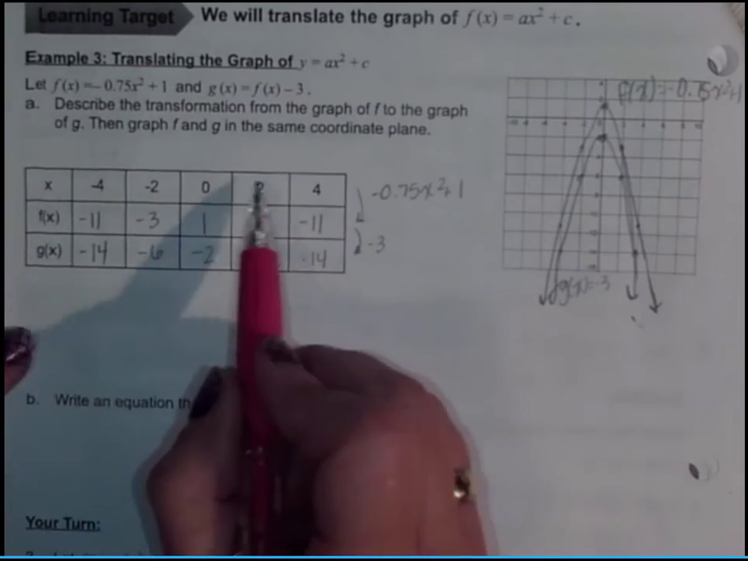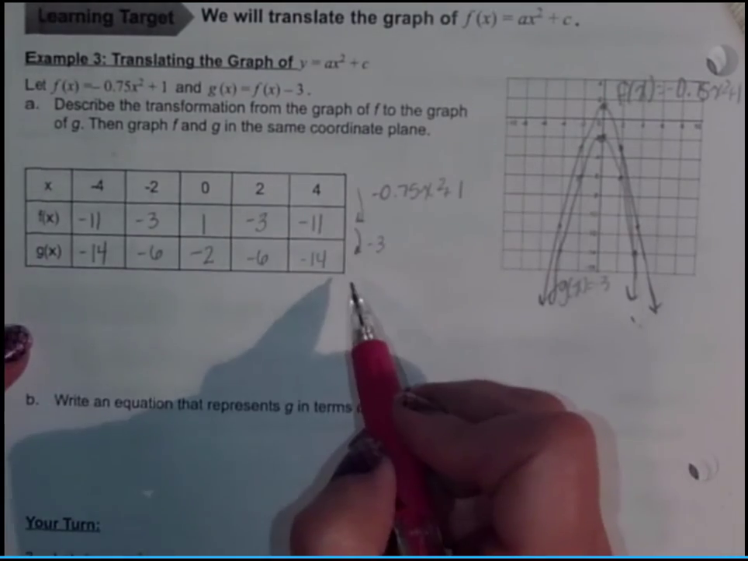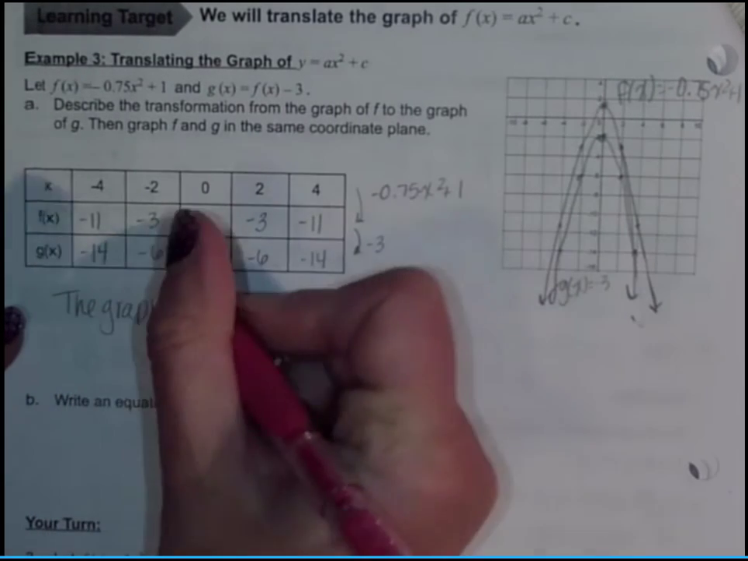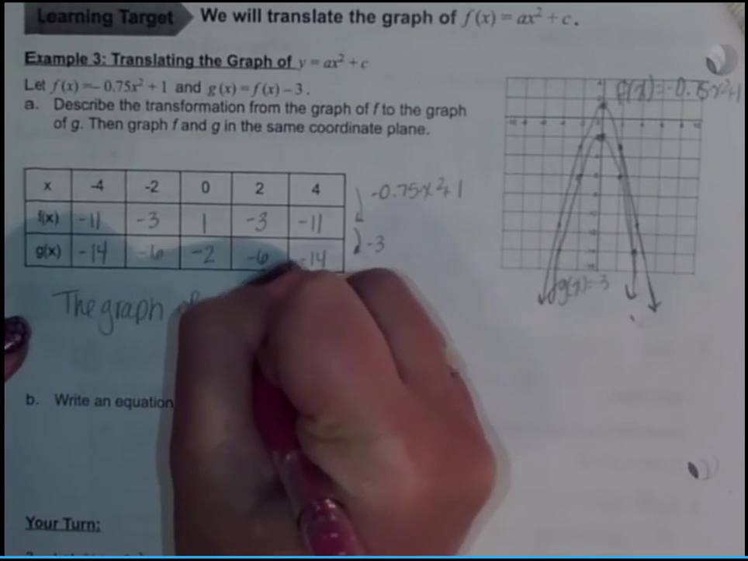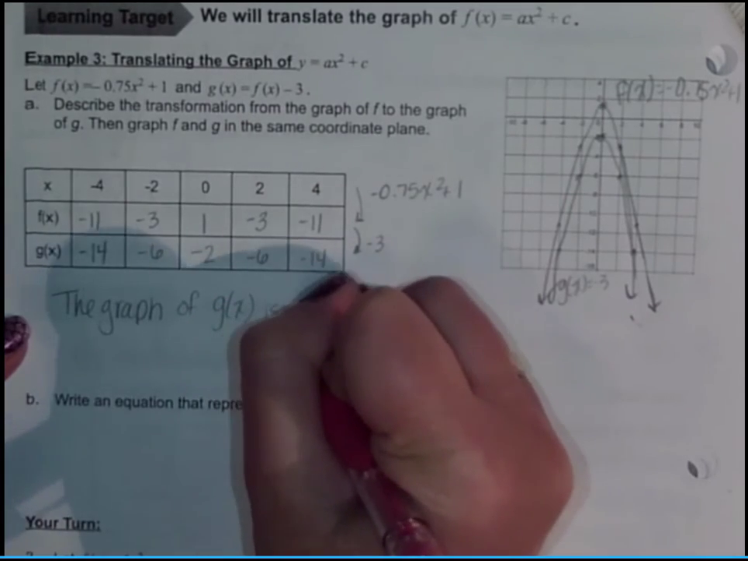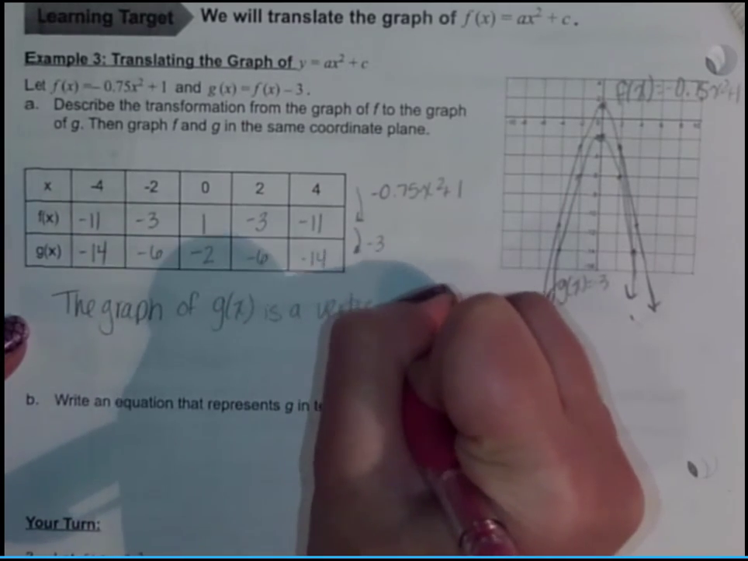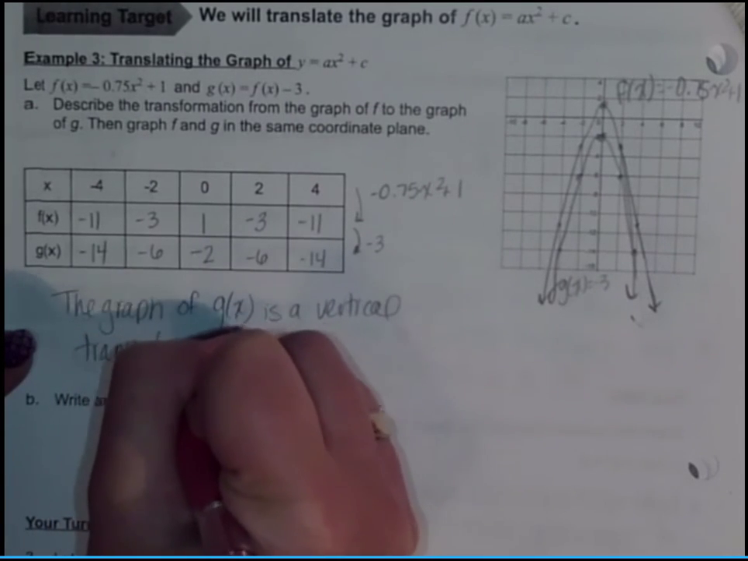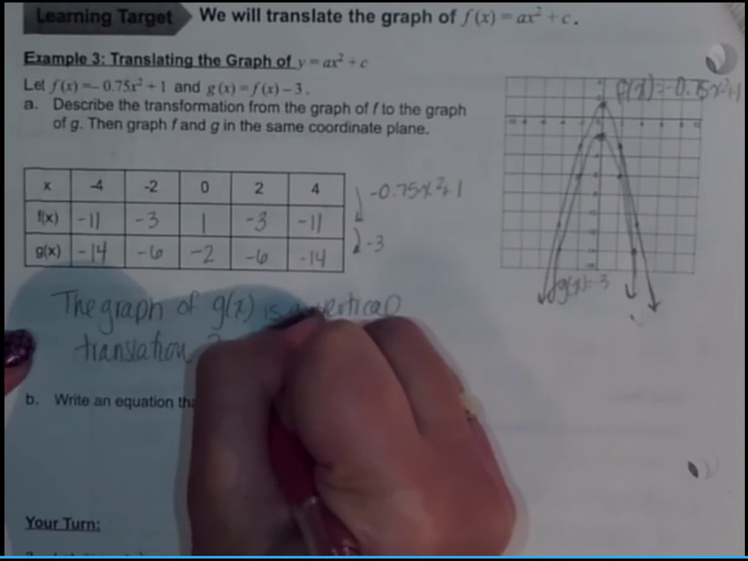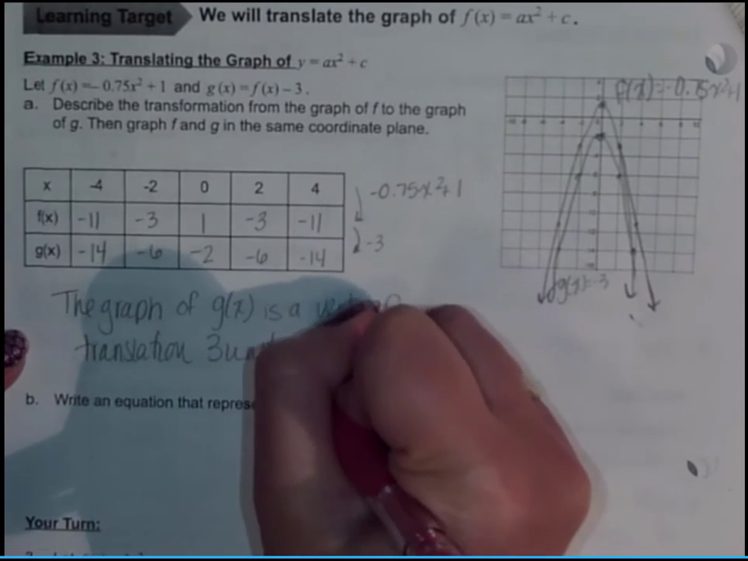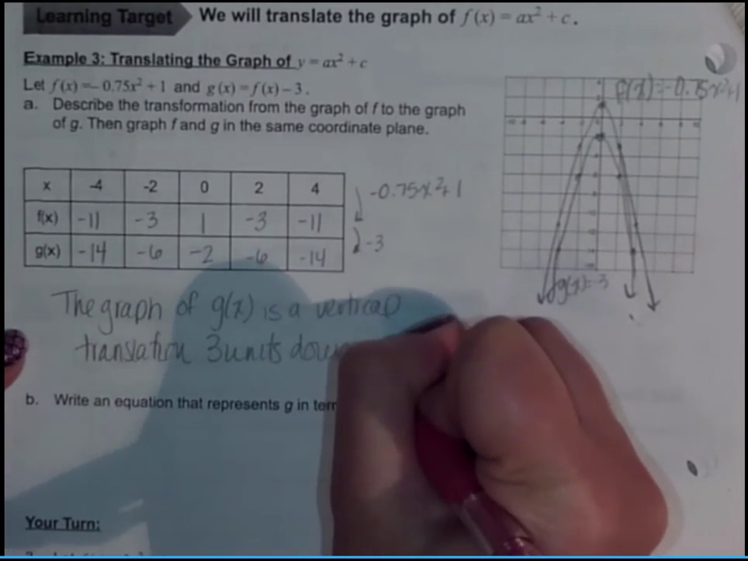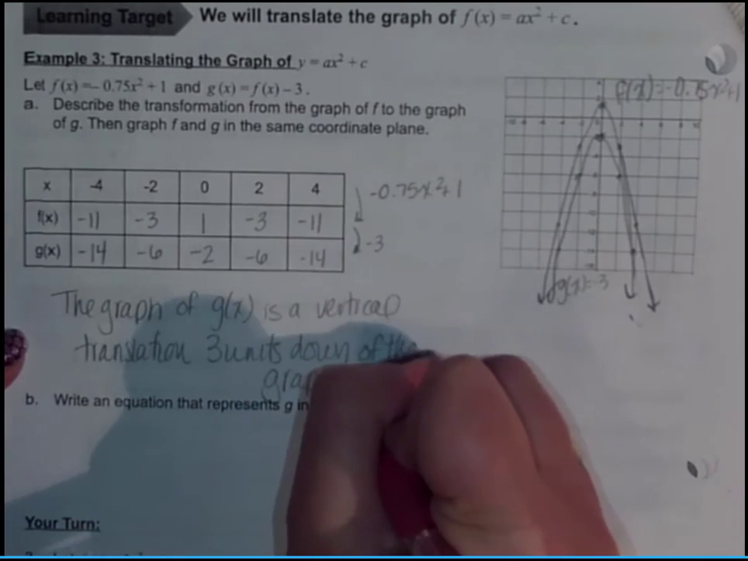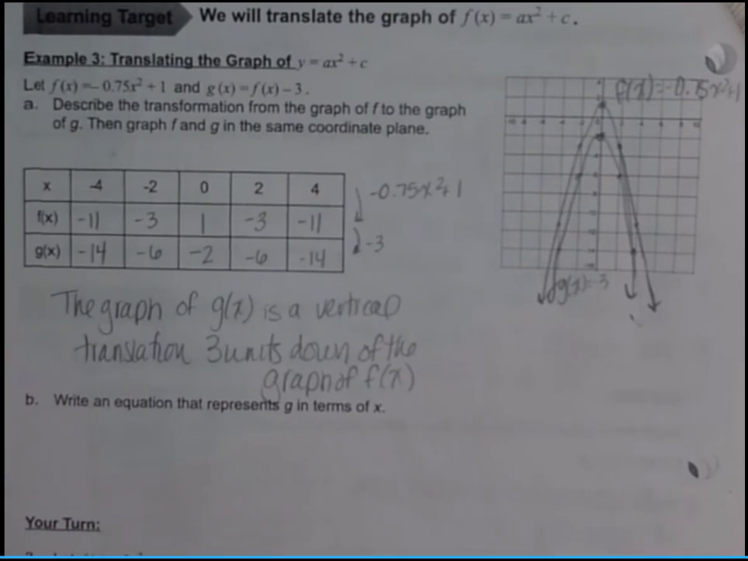So now describe the transformation. Well, what happened? The graph of g of x is a vertical translation 3 units down of the graph of f of x.